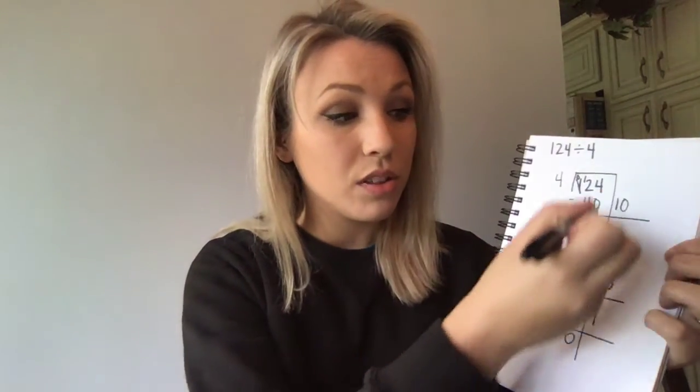And now we can just add up the partial quotients. And the partial quotients are all these numbers on the side. So 10 plus 10 plus 10 plus 1. And that will give us our quotient, the answer to this problem. So 10 plus 10 plus 10 is 30, plus 1 is 31. And we always write the answer on top of the box, just like what you would do in long division. So 124 divided by 4 is 31.